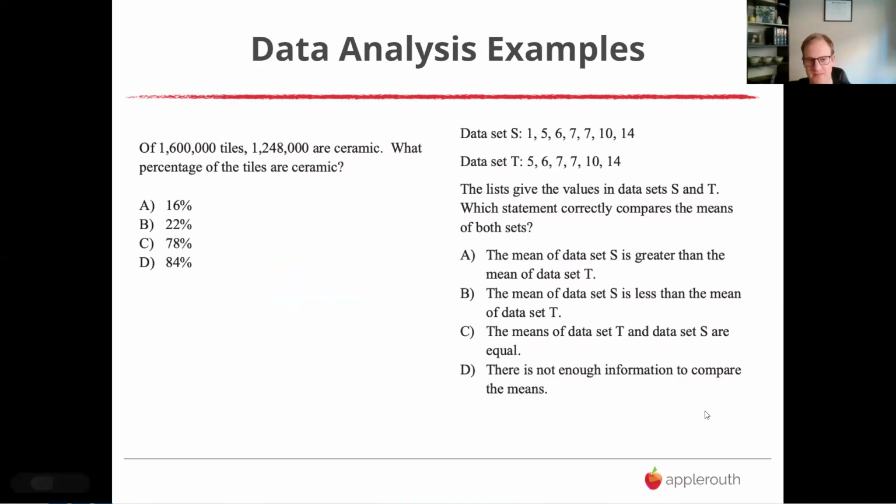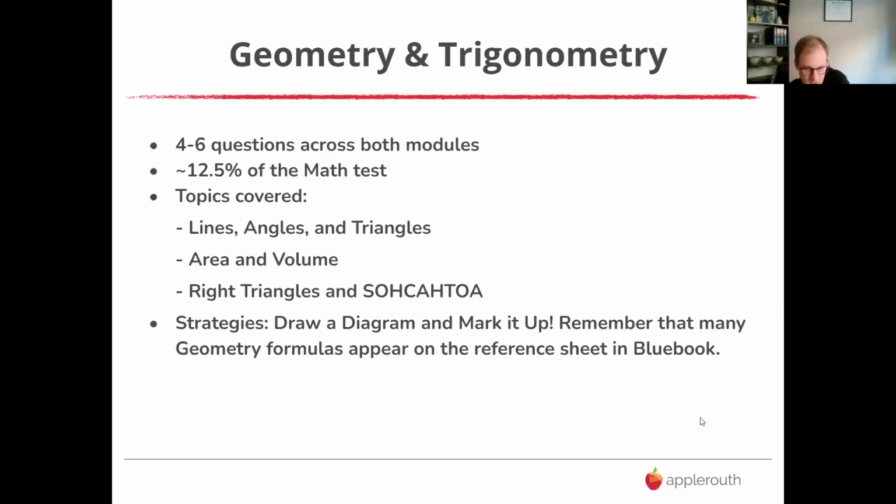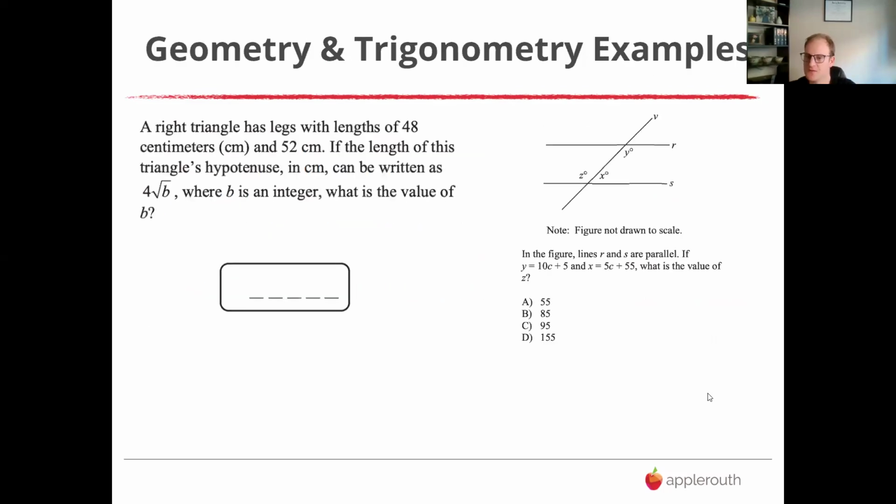Again, this is probably the least important topic just because they don't test it as often as they used to. And then geometry and trigonometry. SOHCAHTOA, got to have that down. Pythagoras, basic geometry formulas like angles and triangles, and then making sure that you're drawing things out. That'll be the biggest thing for these questions.